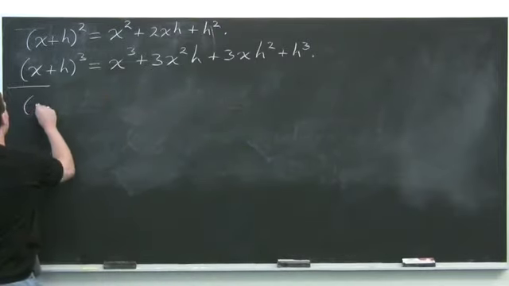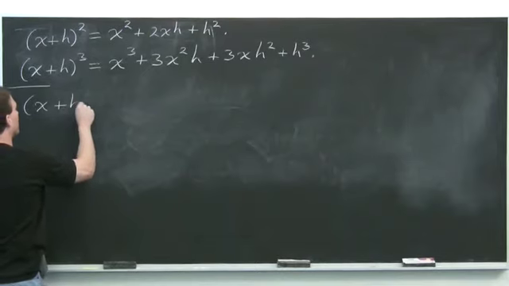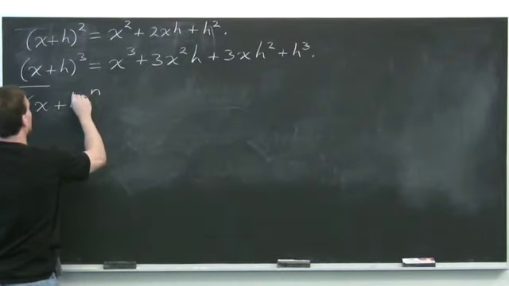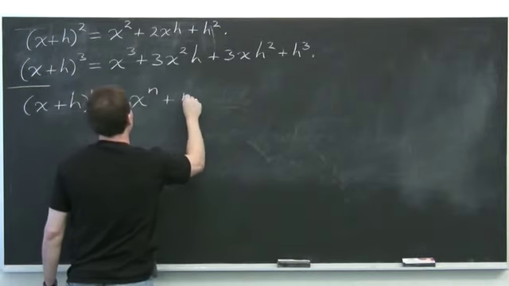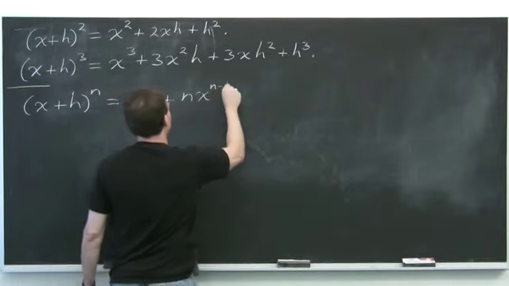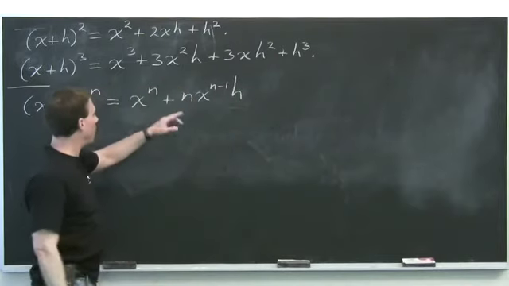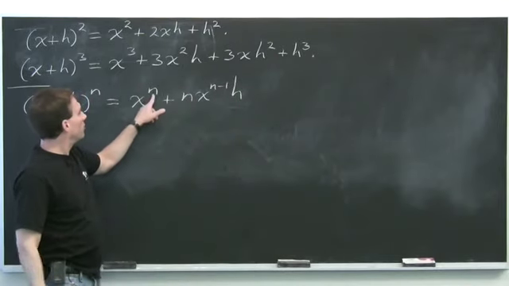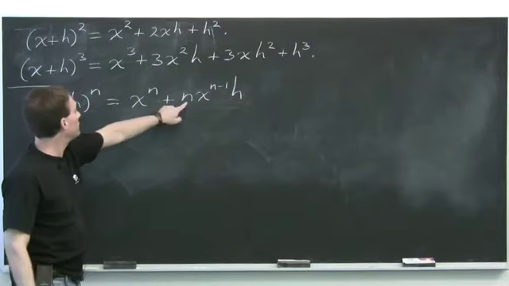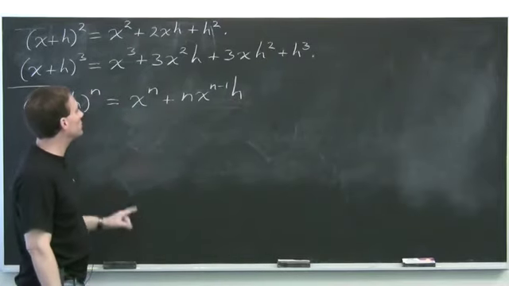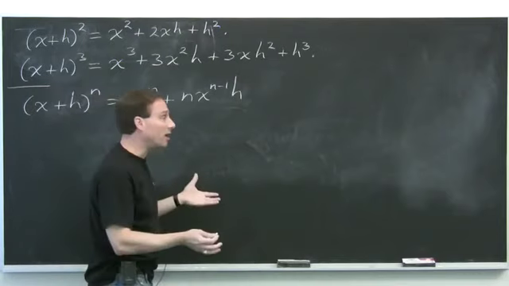So what I'm claiming is that one can prove by induction, we won't, that this is x to the n plus n x to the n minus 1 times h. So the power of x went down by 1, the power of h went up by 1. The coefficient here is whatever the exponent was. And then there's other stuff.